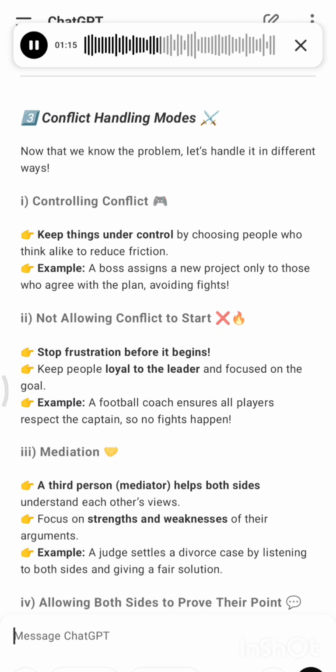II. Not allowing conflict to start. Stop frustration before it begins. Keep people loyal to the leader and focused on the goal. Example: a football coach ensures all players respect the captain, so no fights happen.